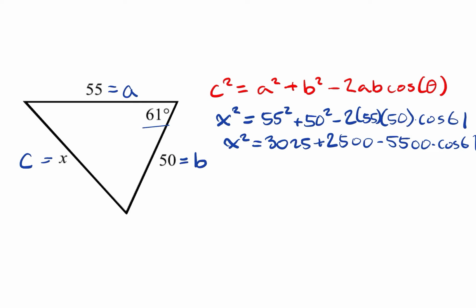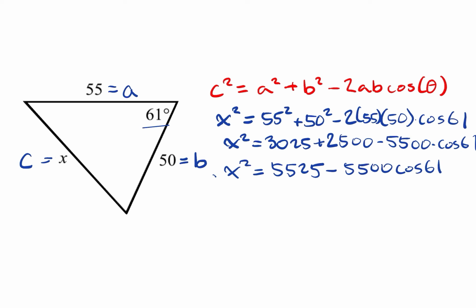And now 3,025 plus 2,500 is just 5,525, which is then subtracted by 5,500 multiplied by the cosine of 61.